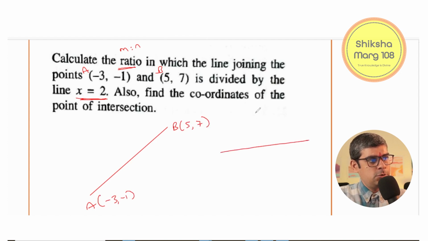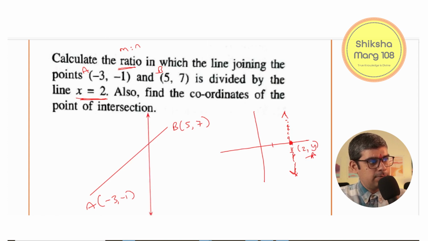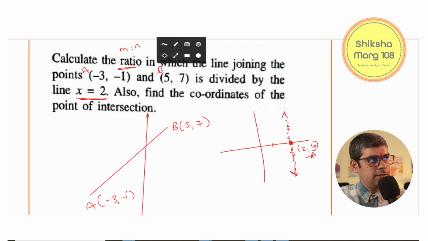Line x equals 2 is going to be, let's say this is the x-axis, this is point 2. This is how the line is going to look. Of course, it's going to be through 2. So this is going to have infinite y coordinates, but definitely an x coordinate which is 2. So let's make the line x equals 2. So this is the point P where it is intersecting the line segment AB.